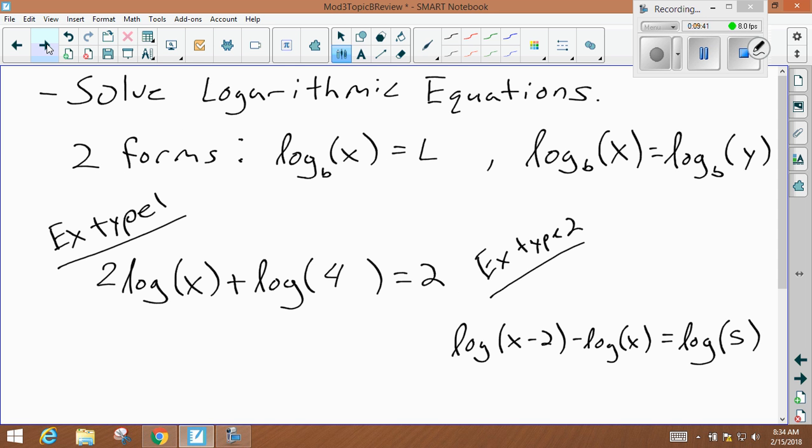Hey, you're also going to have to solve logarithmic equations. They're going to be in two forms. The first form is going to be the form we have log base b of x equals L. Where you have a log on one side and a number on the other side. And your trick, when you get it like that, is to write it as an exponential equation, right? Those two things are the same. Log base b of x equals L is the same thing as saying b to the L power is equal to x.